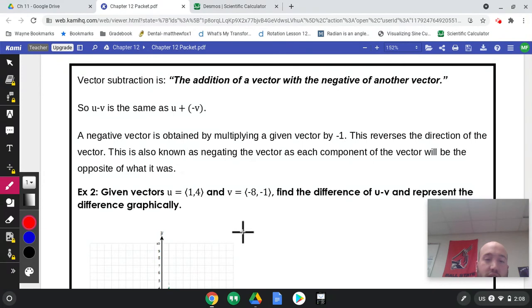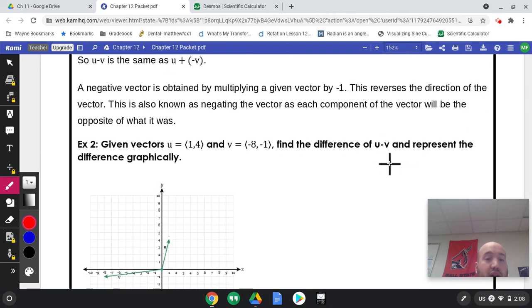Now, the second thing we want to talk about today is vector subtraction. So vector subtraction is the addition of a vector with the negative of another vector. So if we think about it, if we have vector u minus v, it's the same as u plus negative v. And a negative vector is obtained by multiplying a given vector by -1. This reverses the direction of the vector. It's also known as negating the vector, as each component of the vector will be the opposite of what it was.